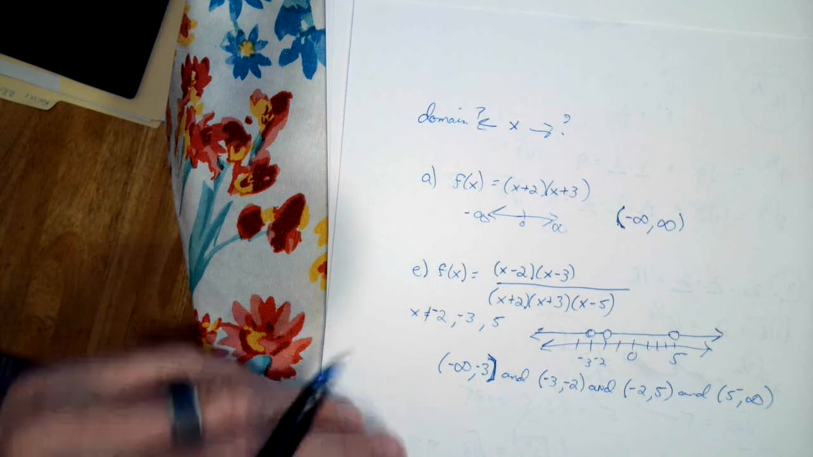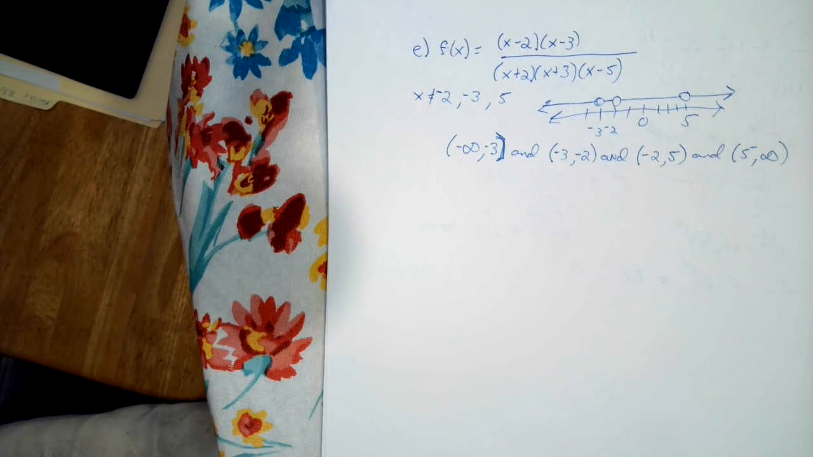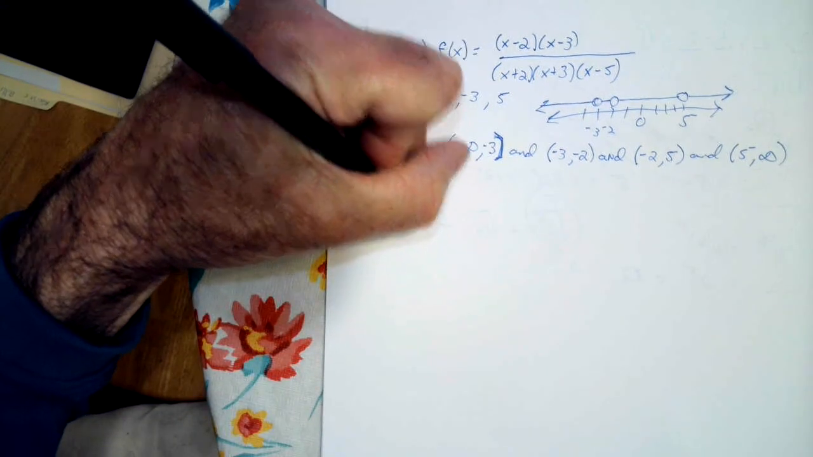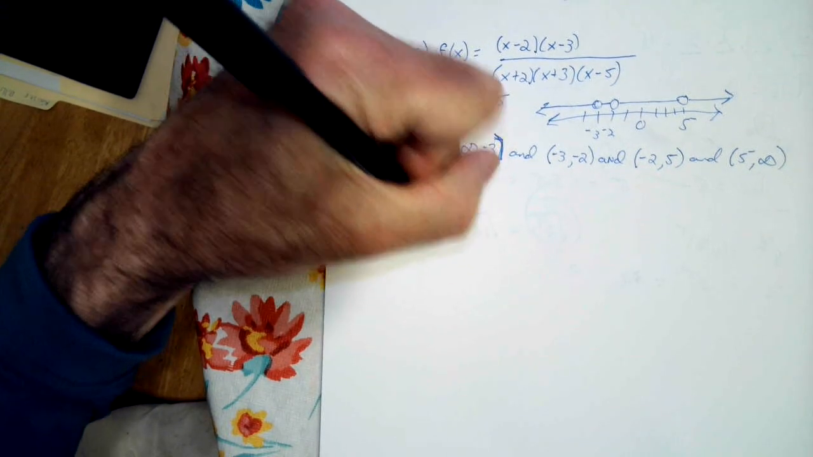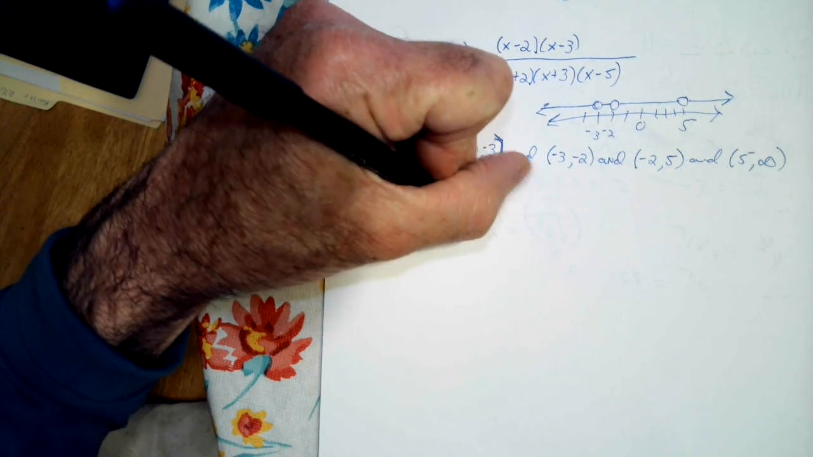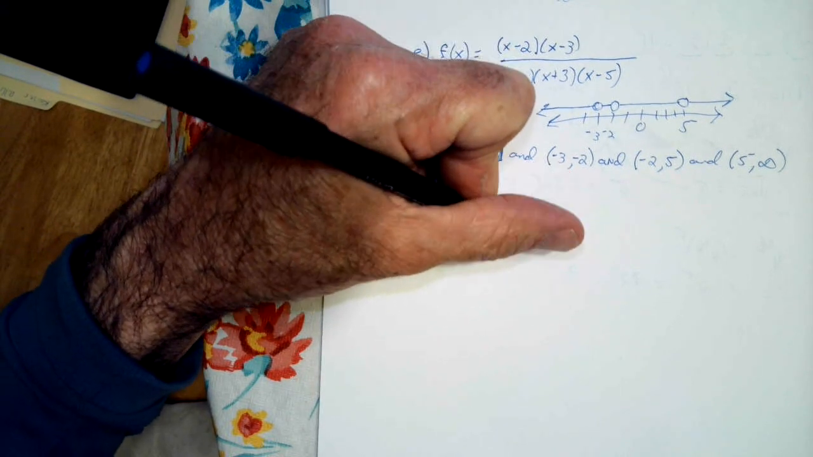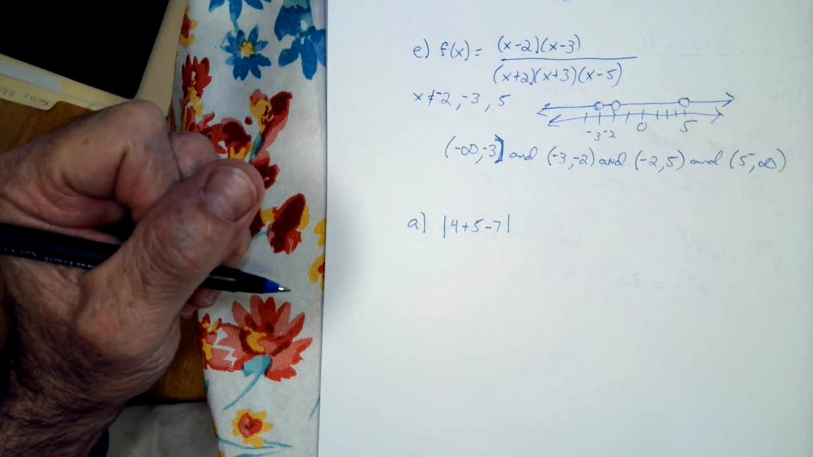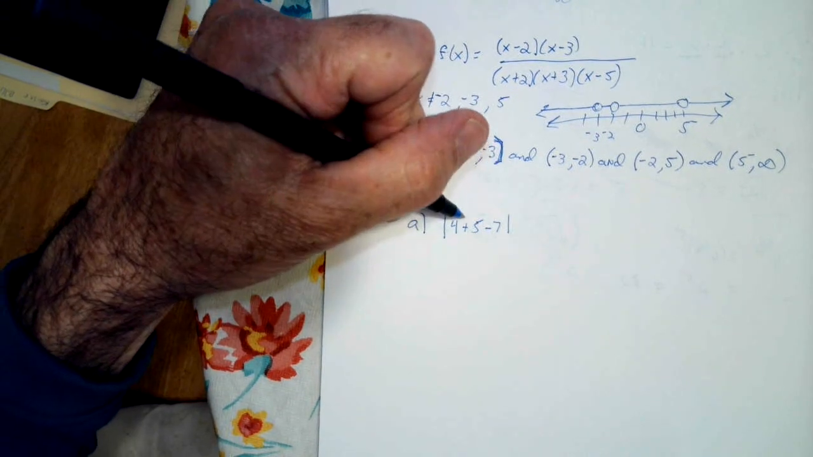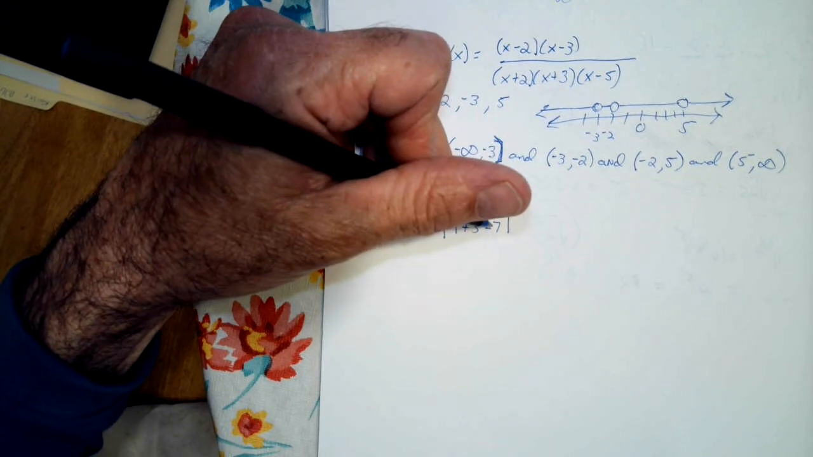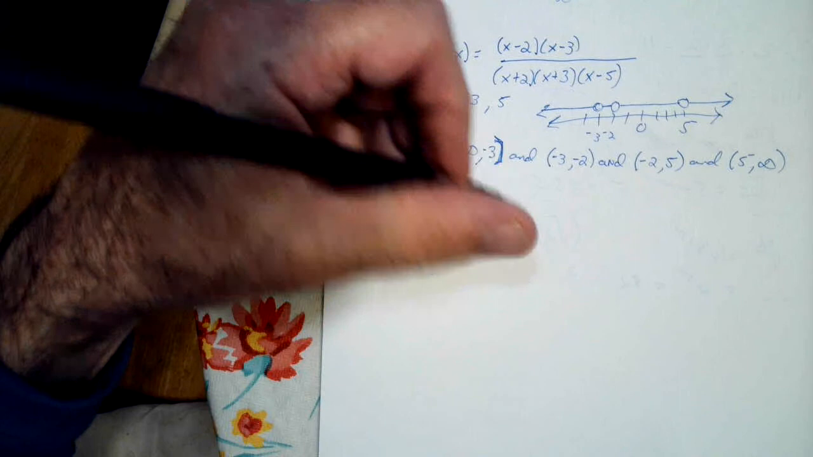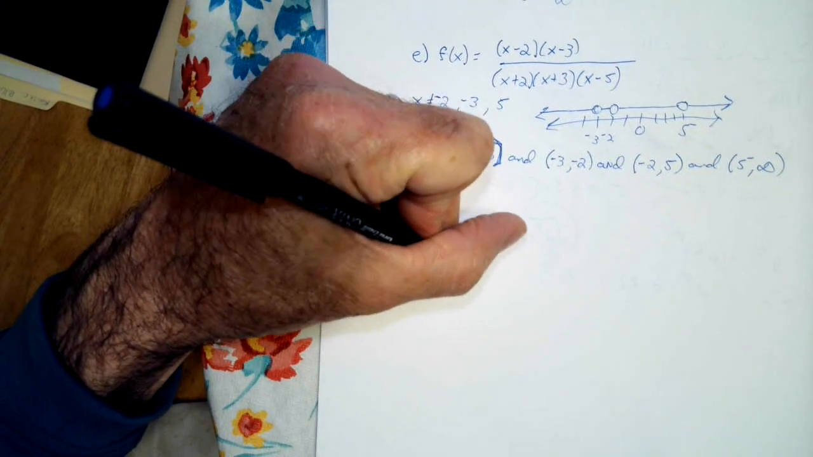Okay, then let's look at the last part of that worksheet you gave me, which is absolute value stuff. So you have A is the absolute value of 4 plus 5 minus 7. Okay. Well, what's 4 plus 5 minus 7? 4 plus 5 is 9. 9 minus 7 is 2. So this is equal to the absolute value of 2.